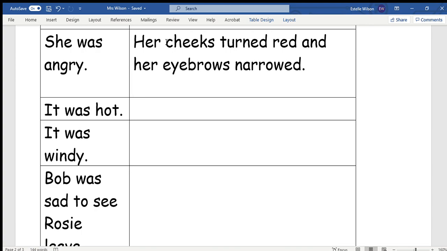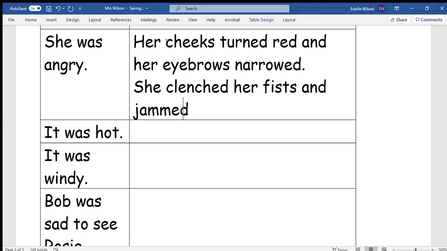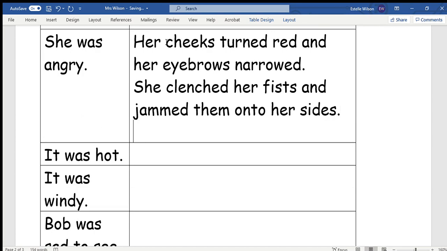I'm going to put she clenched her fists. She clenched her fists and jammed them onto her sides. So try to use quite powerful verbs here of clenched and jammed. Okay, just to bring our writing up.